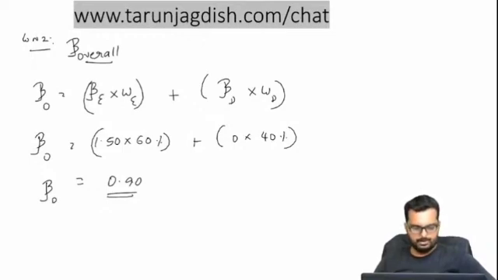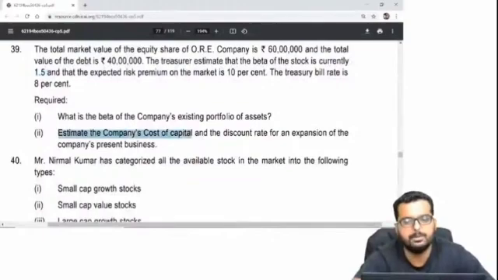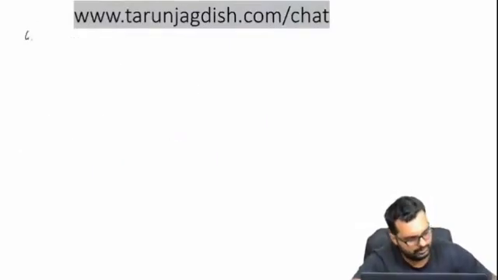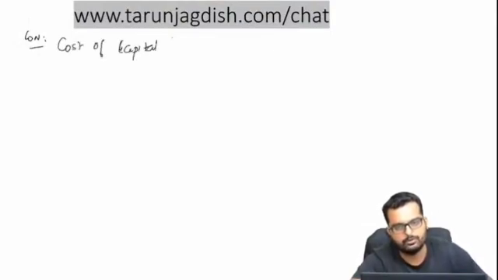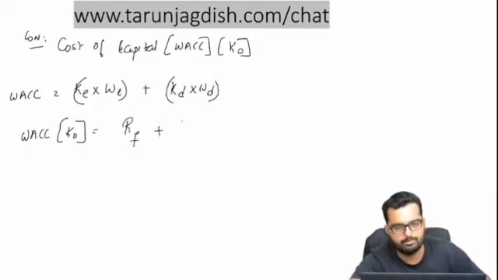Alright friends, everybody is clear with this part. Can I go to the next one now? Once you get this answer, you get the overall beta as 0.9. They're asking estimate the company's cost of capital. The next working note heading will be cost of capital. Friends, cost of capital is nothing but WACC, or we call it KO. So WACC is nothing but KE into weight of equity plus KD into weight of debt. Or we can do it in one more manner. WACC or KO can be found out using the formula RF plus beta overall into RM minus RF.